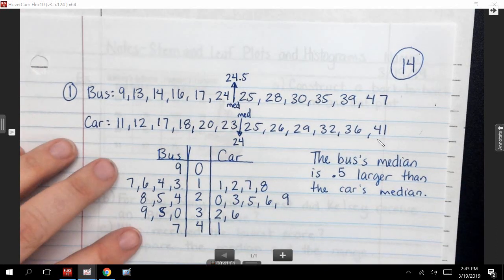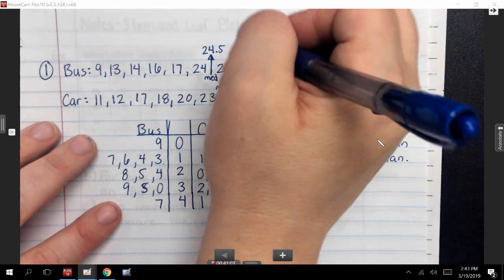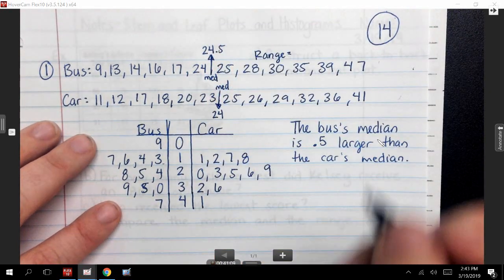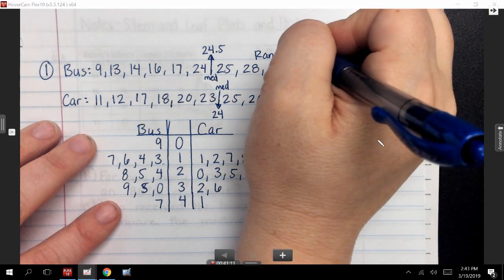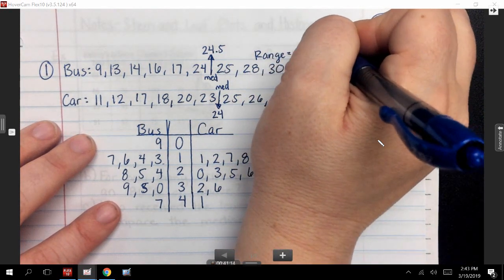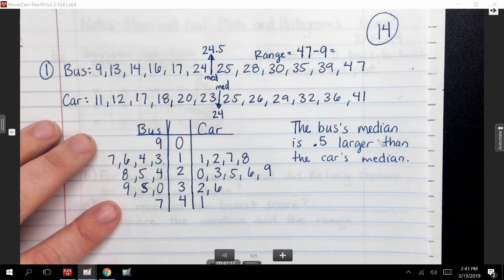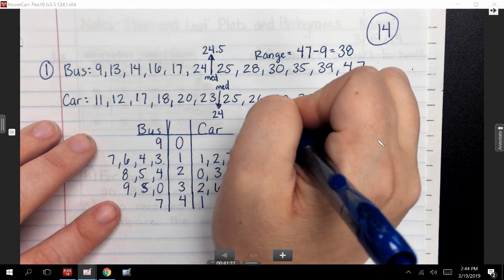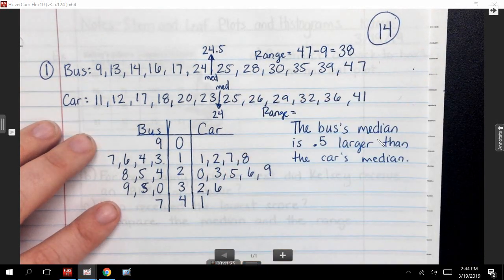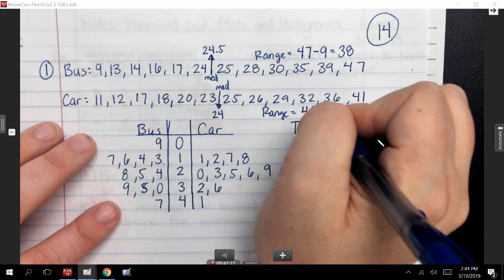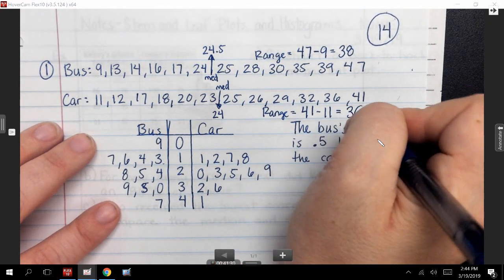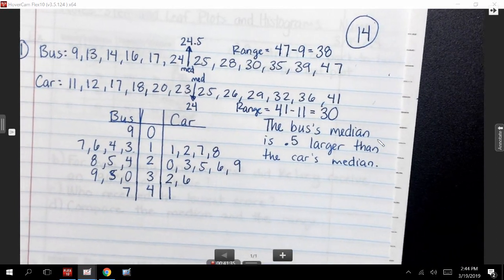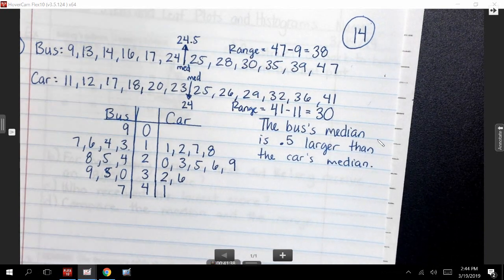Okay? We also need to do that for the range. So the range on the bus, how am I going to find the range for the bus? Aaron? You subtract the smallest number from the biggest number. Okay, so 47 minus 9, what does that give me? 38. All right, my range for the car. What am I doing for the range on the car, Jonah? 41 minus 11. Which is? 30. Okay, give me an explanation or a comparison for the range there. London.